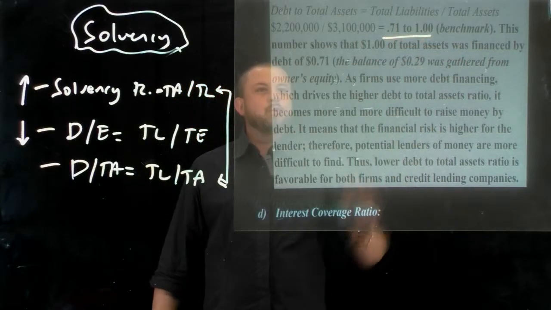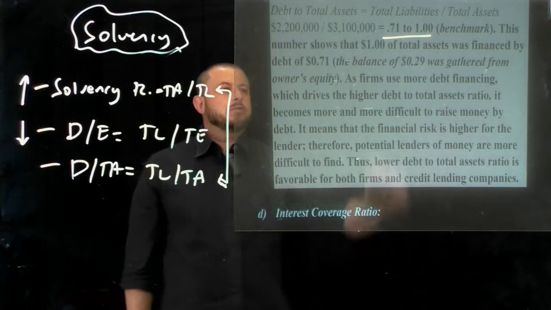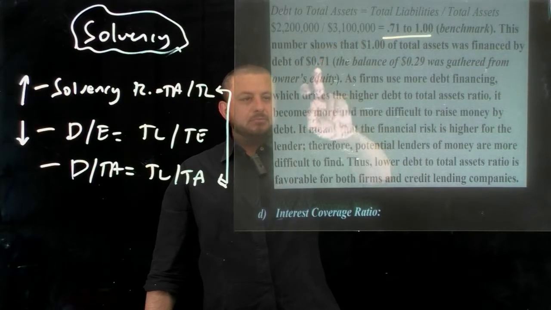So 0.71 to 1, when I do the math over here, because I have the components of this equation. This number shows that each dollar of total assets was financed by a debt of 71 cents.